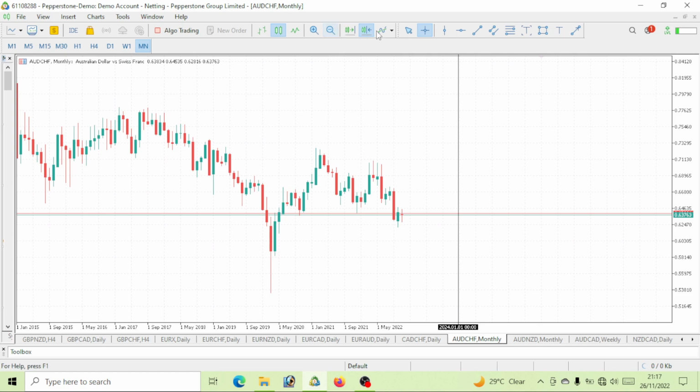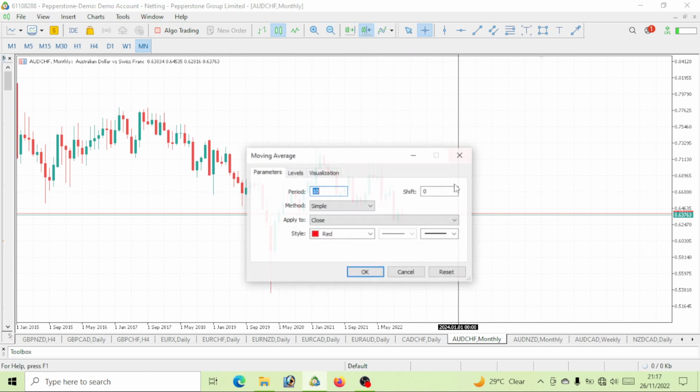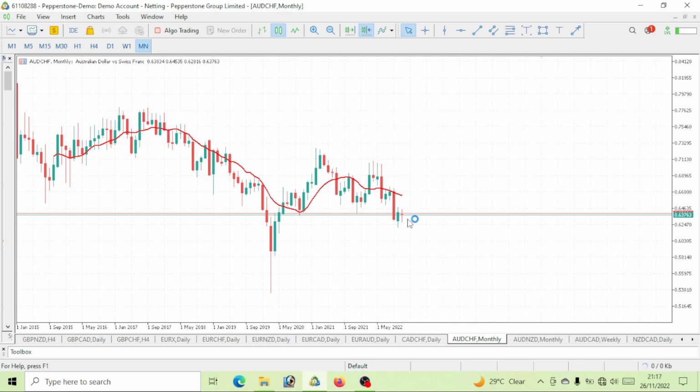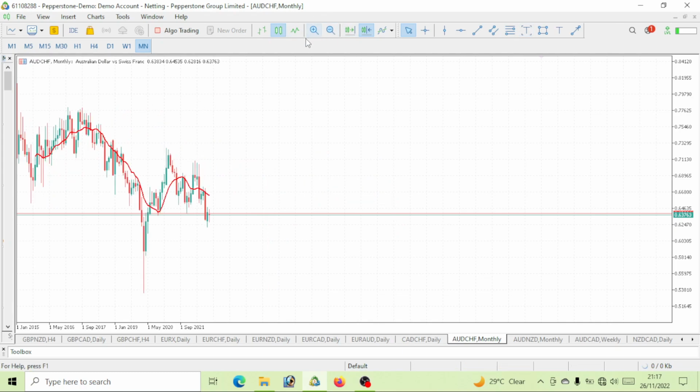Before we get started, let's add a moving average to guide us, which we'll be using a 10 period moving average. Now we all know how to trade this moving average: once the price is below our moving average, then it is a sell. But if it is above it, it is a buy. We have to go long.